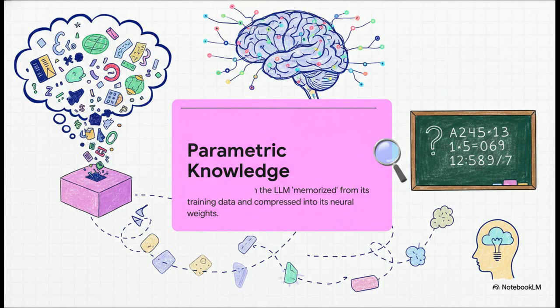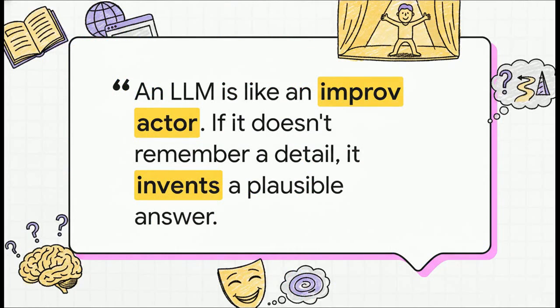Now, this memory it has, it's got a technical name: parametric knowledge. Think of it like this. It's all the info the model managed to cram into its neural network during training. But it's not a library it can just go and browse. No, it's this vast, compressed memory that it's constantly trying to recall from. And just like our own memories, it can be fuzzy, it can be incomplete, and sometimes it can be flat out wrong.